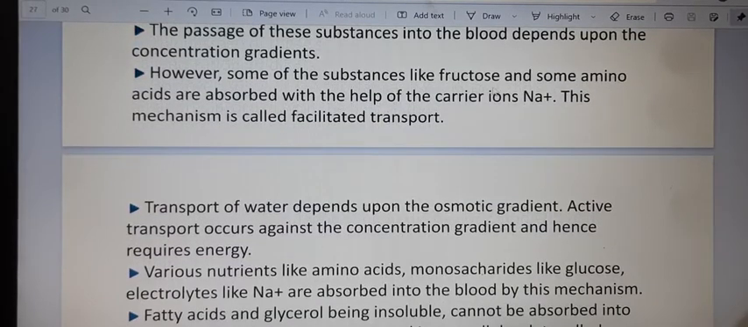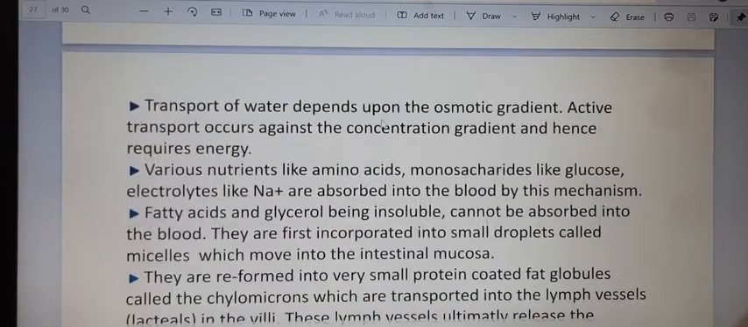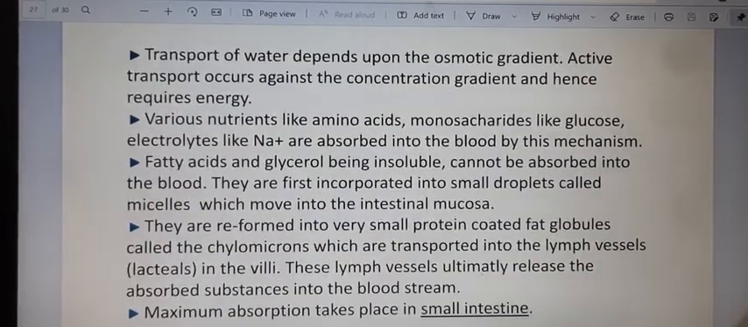However, some of the substances like fructose and some amino acids are absorbed with the help of carrier ions, that is sodium. This mechanism is called facilitated transport. Then transport of water depends upon the osmotic gradient. Active transport occurs against the concentration gradient and hence requires energy.